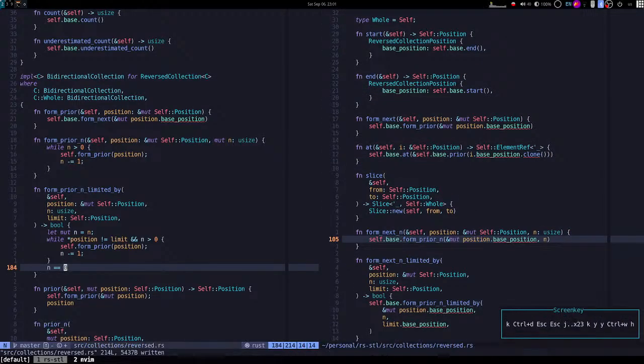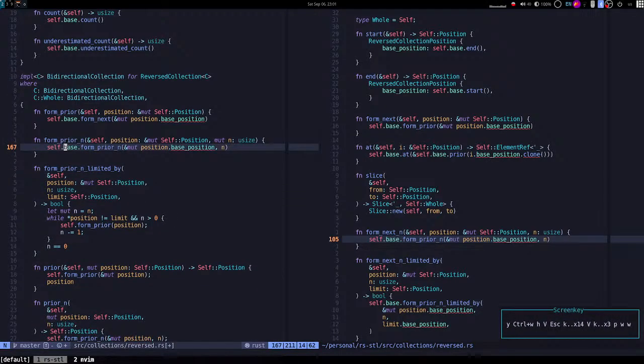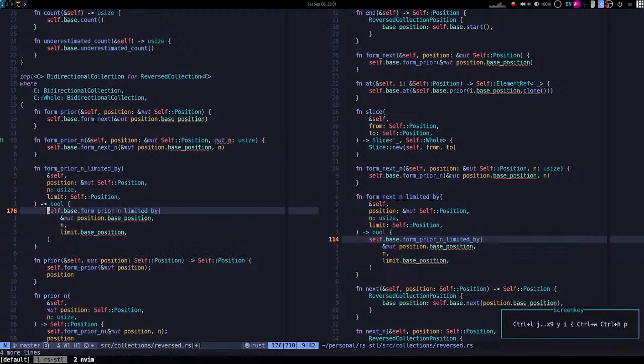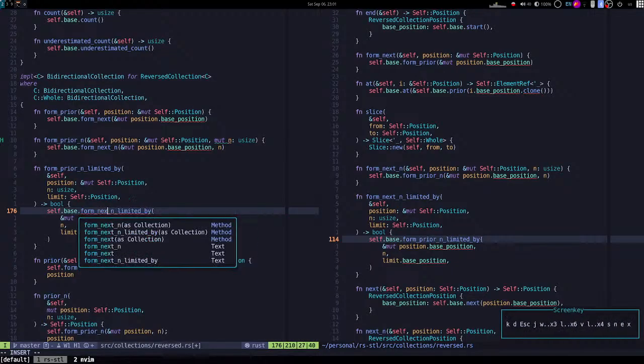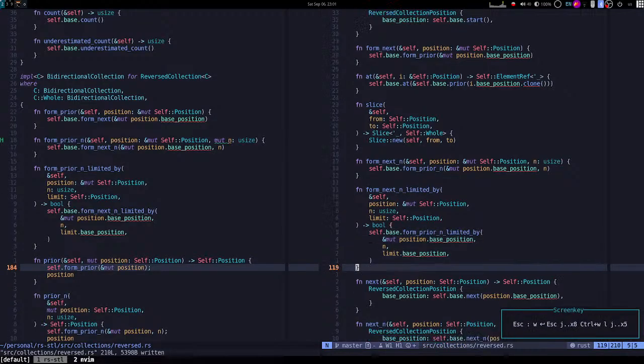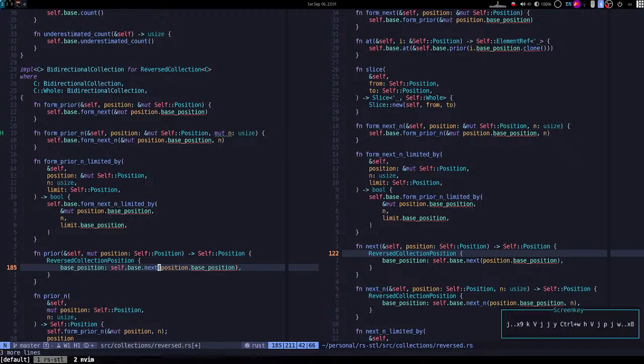form. Yeah, I just copy paste many things, so it should be just form next 10, right? And similarly, this thing should be form next n, right? And for this you return.